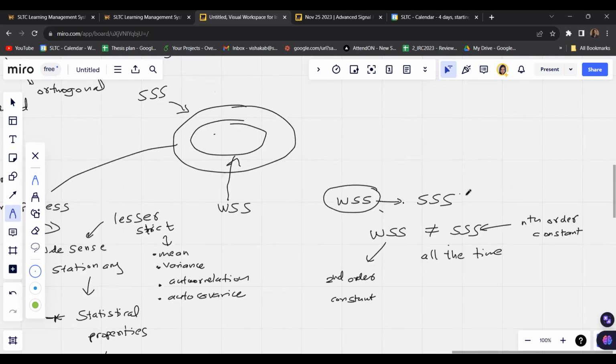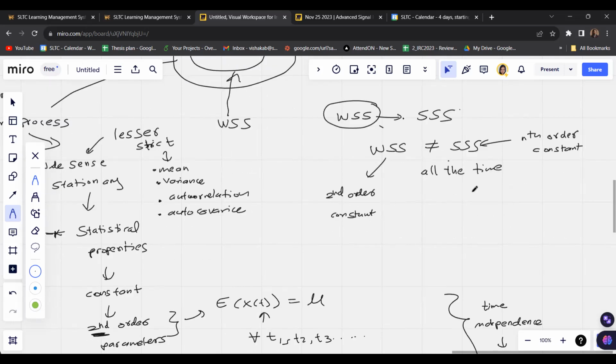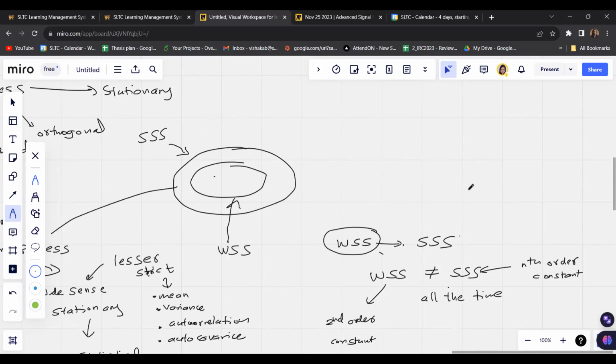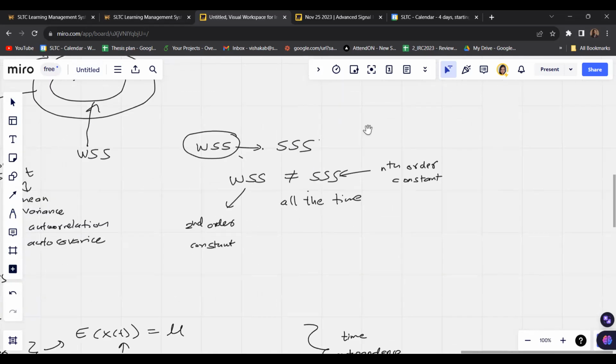However, there are situations where WSS and SSS are equal, and such a case is where we have a Gaussian distribution. So if there's a random process that follows a Gaussian distribution, that process will have this feature where the wide stationary and strict stationary properties are both maintained.